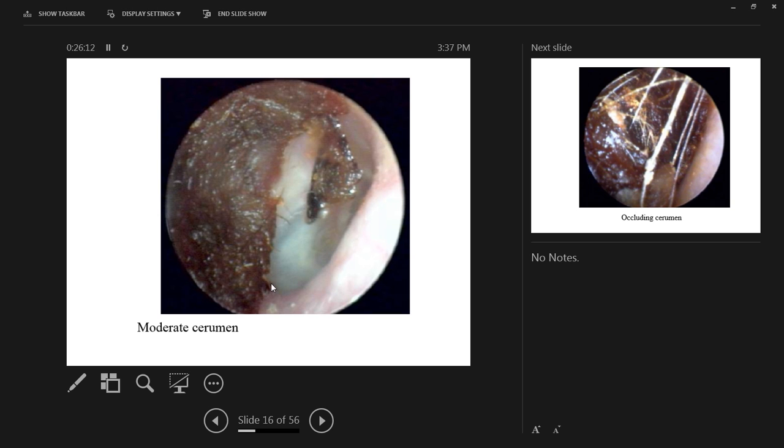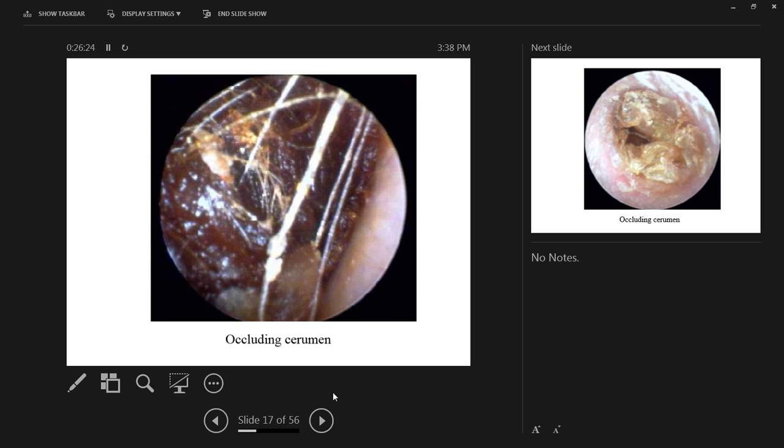So that would be unsafe to take a curette and place that curette down past the cerumen and try to pull it outward, because you could just bang right into the eardrum and that would hurt.